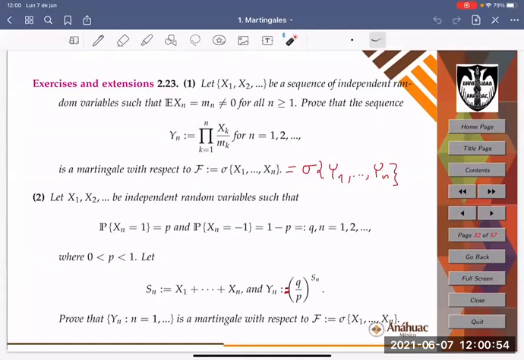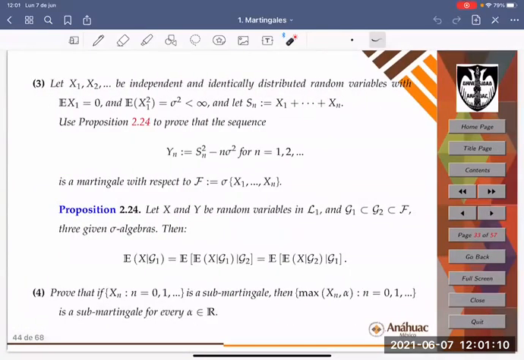So, hello everyone. Now I am going to solve a couple of exercises to prove that this process here is a martingale, that this other process here is a martingale, and also that this process here is a martingale, right? And for this one, I'm going to give you a hint so that you can see how to prove that a process is a submartingale.